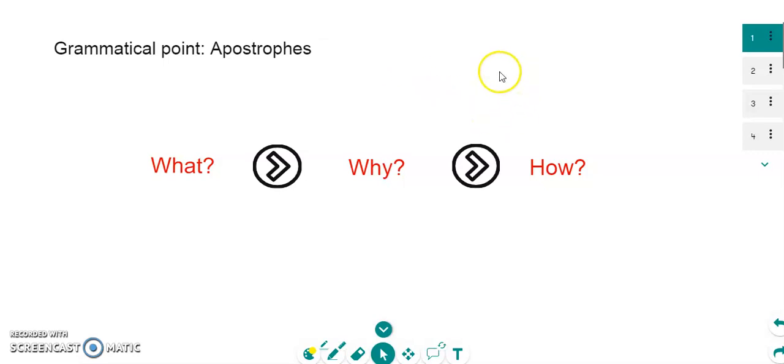Now, although this is something aimed at primary school children from year 2 upwards, this is a grammatical point which adults often make a mistake with, so it is important regardless of your age. So, in this little lesson, we're just going to cover, first of all, what apostrophes are, why we use them and why they're so important. And then we're going to get into the nitty-gritty of how exactly we use them and also how we understand them in writing.